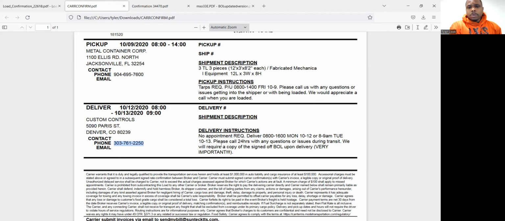So delivery instruction, no appointment required. They gave me a time, which is pretty much open. Again, please call within 24 hours with any questions, this and that. We will require a copy signed of BOL upon delivery. Very important. Why is it very important? Because your ass ain't getting paid without it. You're not getting paid without it. I'm telling you, that's why they just said that just like that. But yeah, you ain't getting paid without that. So to me, the only thing here, let me not forget to put this on.